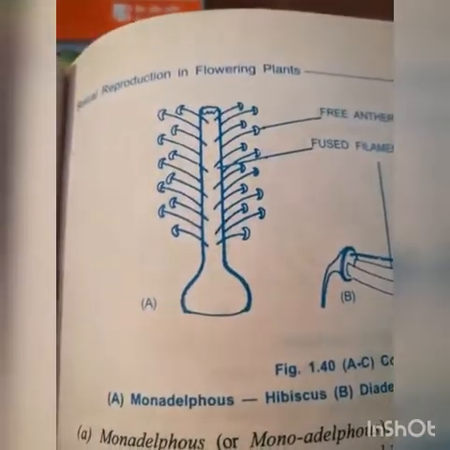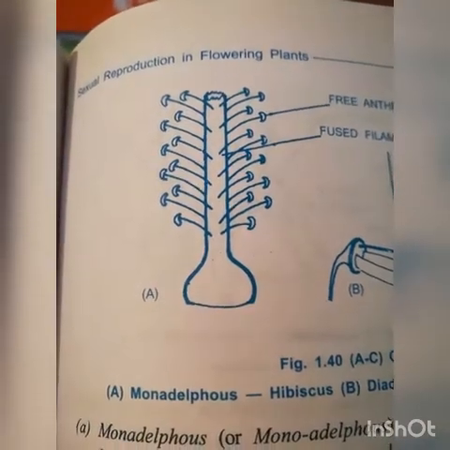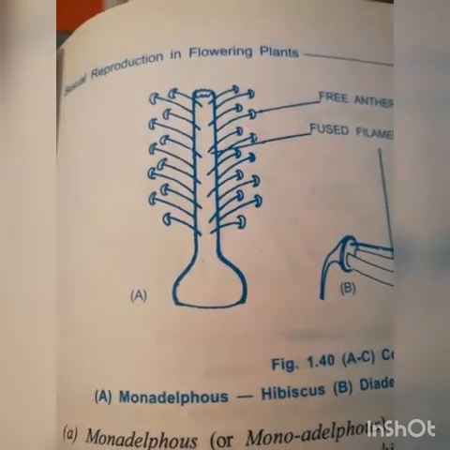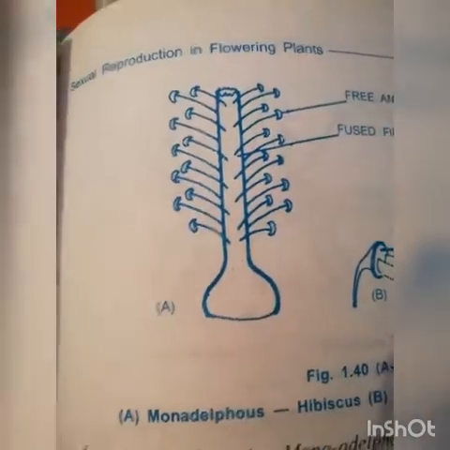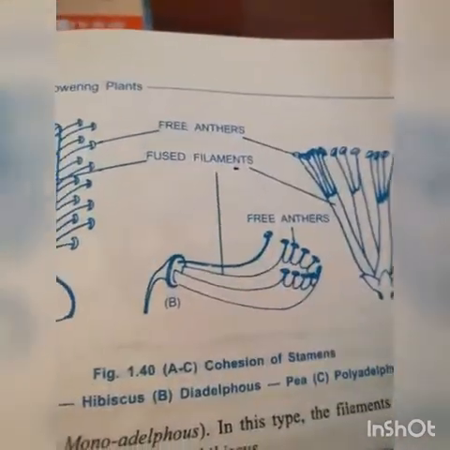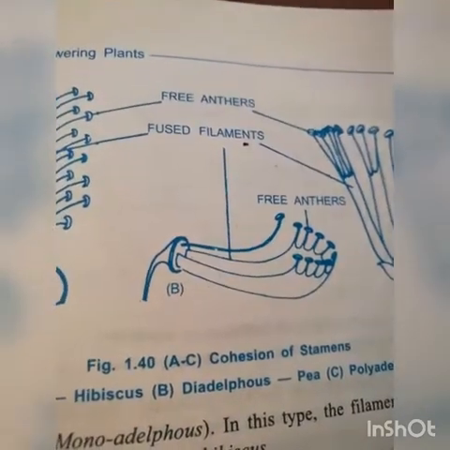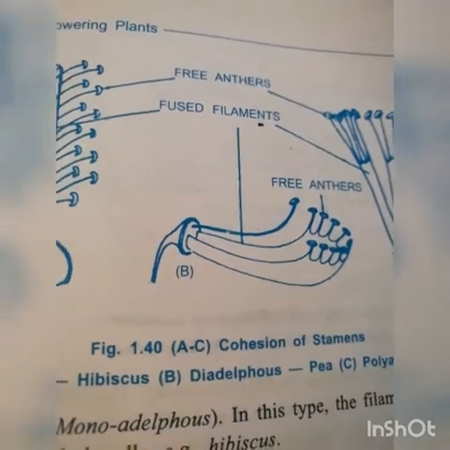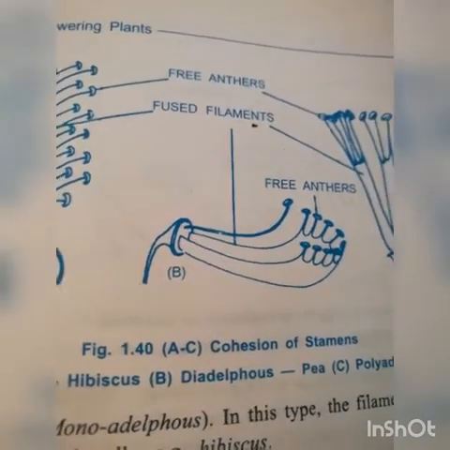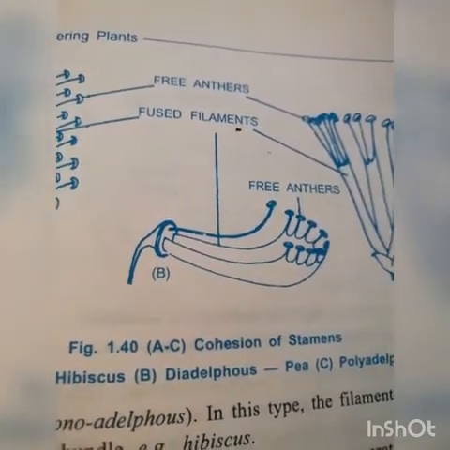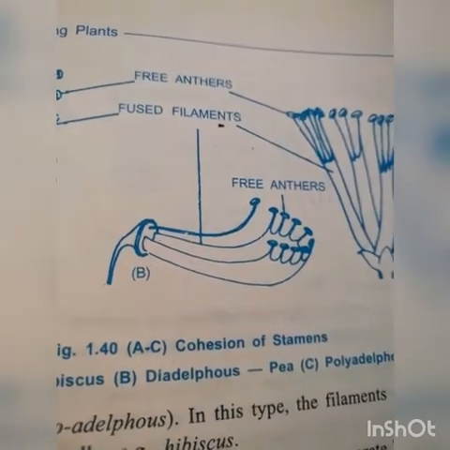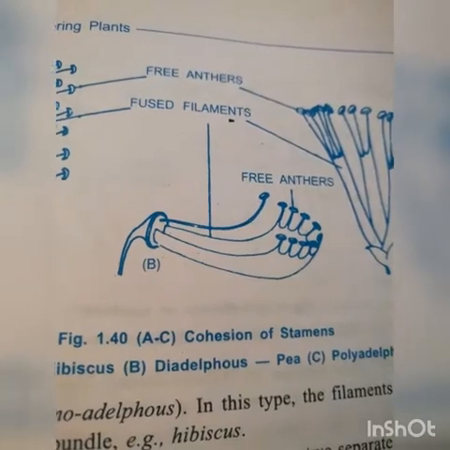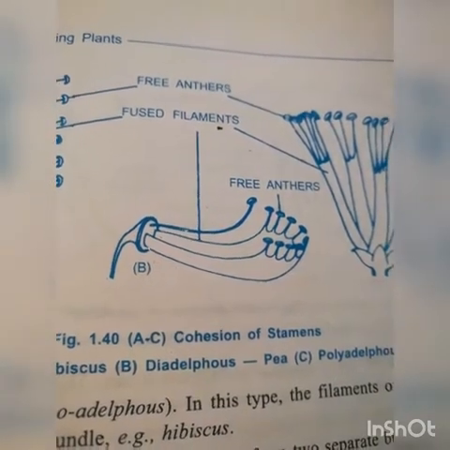See, first one, monadelphous, that is found in hibiscus. Second one, diadelphous, that is stamens are found in two groups, 9+1, example Pisum sativum or green pea. See, one is separate and 9 is fused. 9 plus 1.